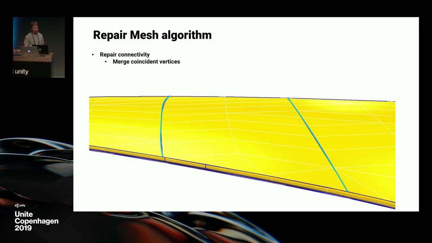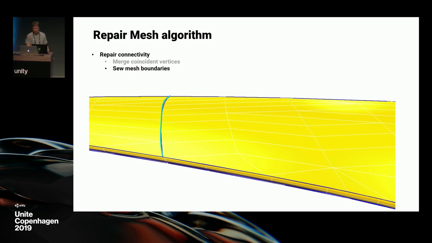The repair mesh feature is a smart combination of functions that will repair an asset automatically. First, it repairs the connectivity of the mesh for further optimization. Here, the edges in blue are disconnected, and we can see two different configurations. If you look at the line to the right, the vertices are aligned. So we basically need to merge coincident vertices together to reconnect the mesh.